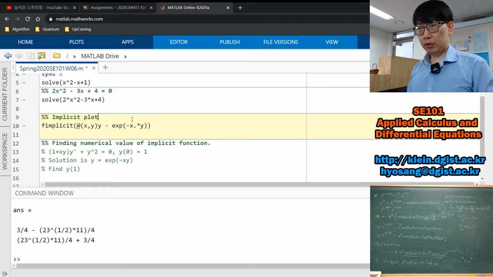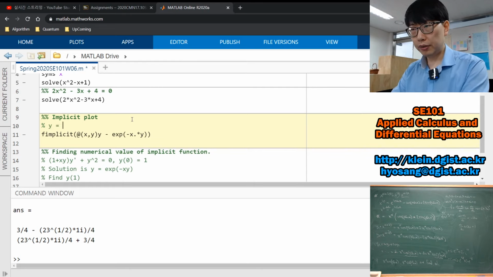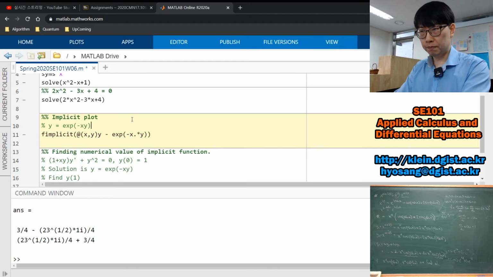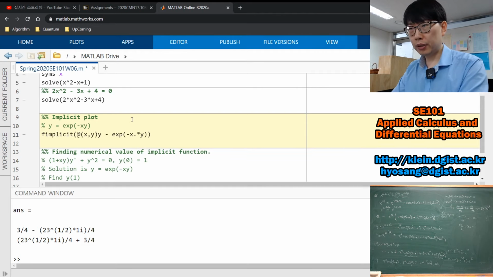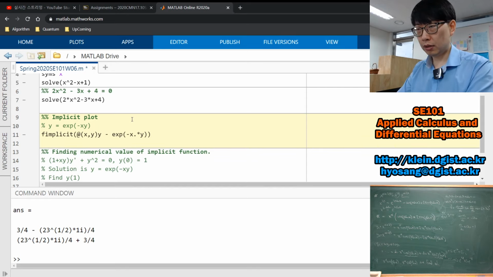I also want to tell you how to plot an implicit function. Suppose that you have this implicit equation, y equals exponential of minus xy. So y is a function of x, but you cannot express y explicitly in terms of x. This is an implicit equation explaining the implicit function y.